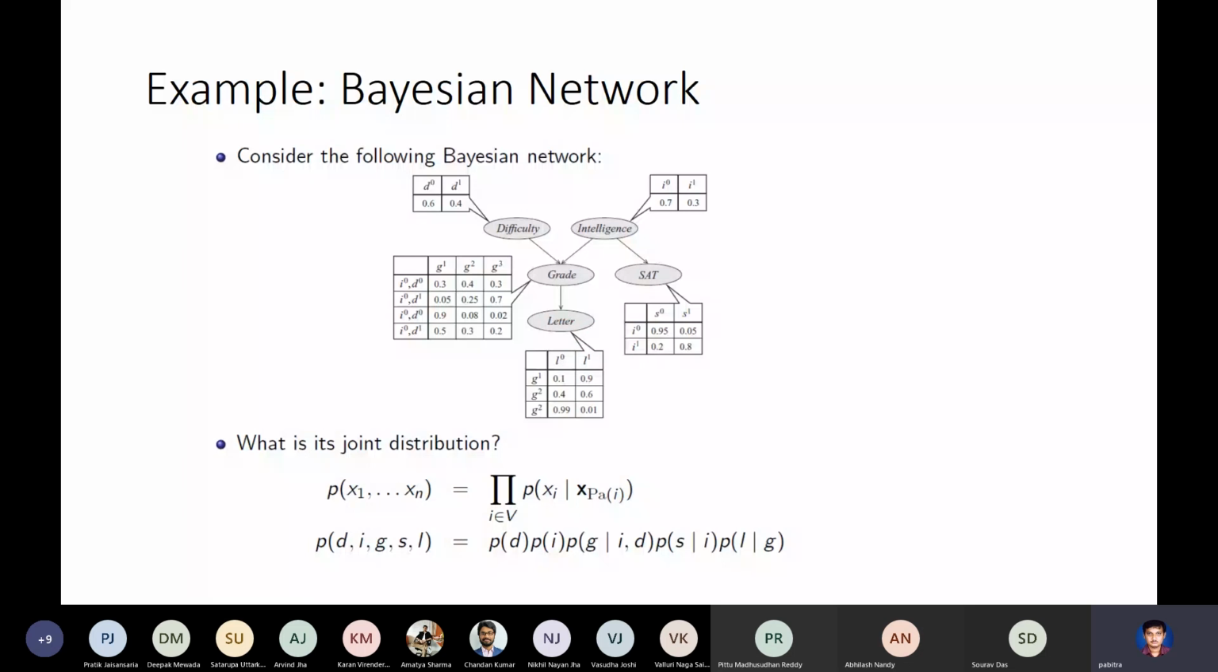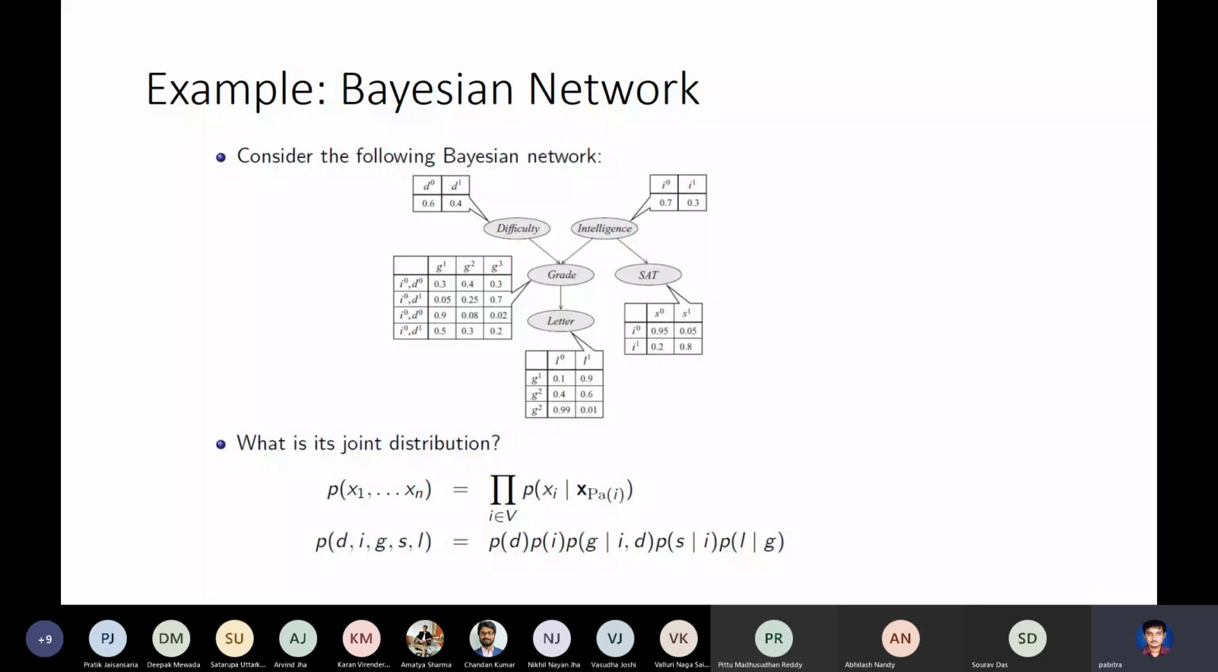Okay, so now you can see the direct influences. The grade in a particular course is directly influenced by the difficulty of the course as well as the intelligence of the student. The hard work is unmodeled here. The SAT score is also influenced by the intelligence of the student. The type of recommendation letter that the student gets is influenced by the grade, not directly by intelligence, by the grade the student gets.